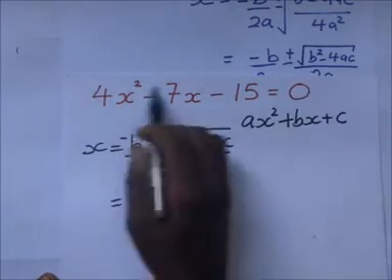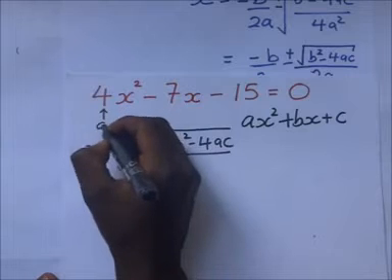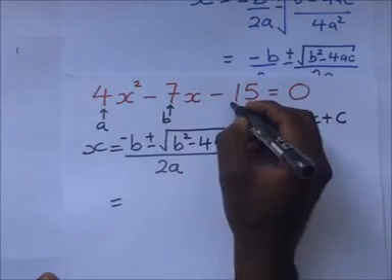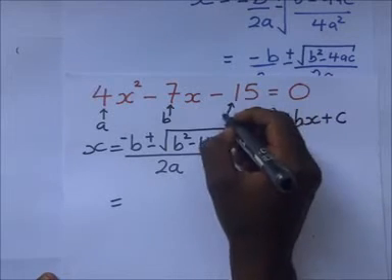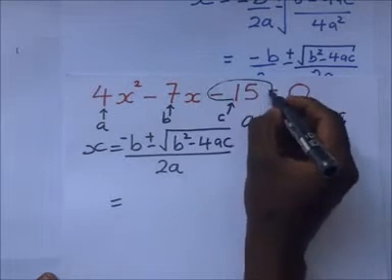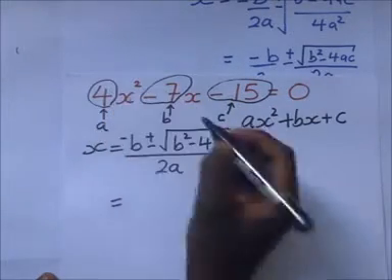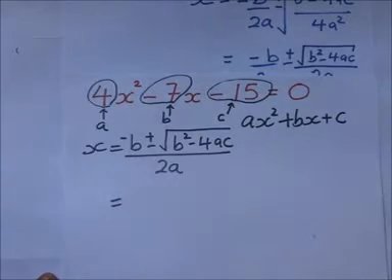So in this, our value of a is 4, our value of b is negative 7, and our value of c is negative 15. So this is our value of c, our value of b is negative 7, our value of a is 4. So we go ahead and just substitute in right here.